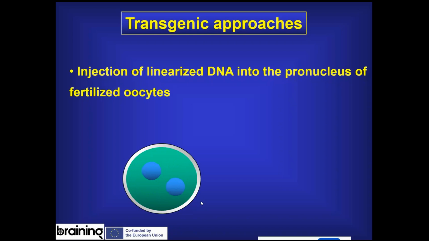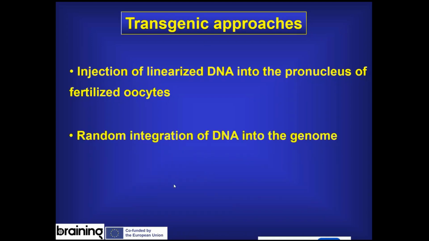We know that when an oocyte has been fecundated by a sperm, it has two pronuclei that then fuse into a unique nucleus. So what we do is in vitro fecundate oocytes with sperm, and when we arrive at the pronucleus stage, with a micropipette we can inject a piece of linearized DNA into one of the pronuclei. Normally, we use the male pronucleus, which is actually bigger and easier to see. Don't ask me why, people never understood this, but we know that it's the male pronucleus.